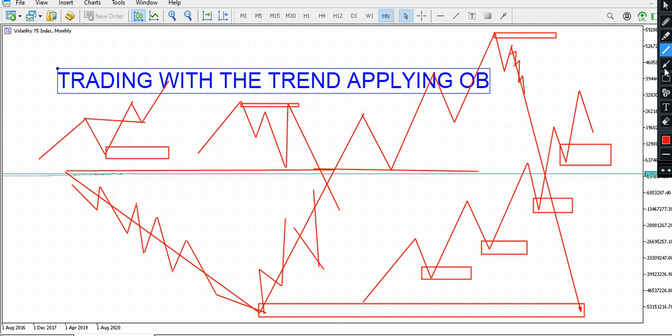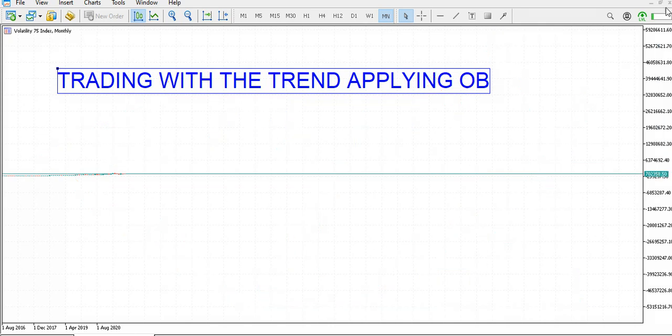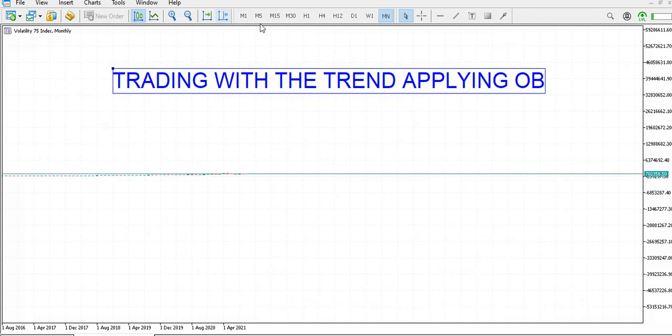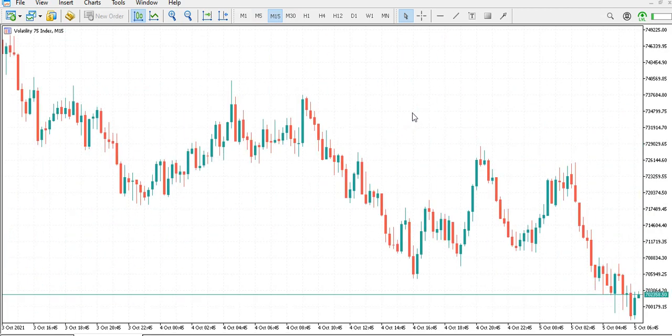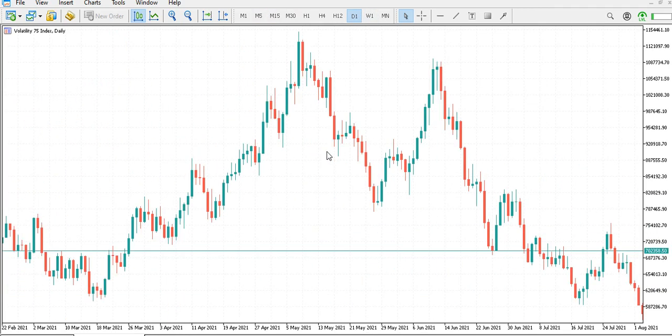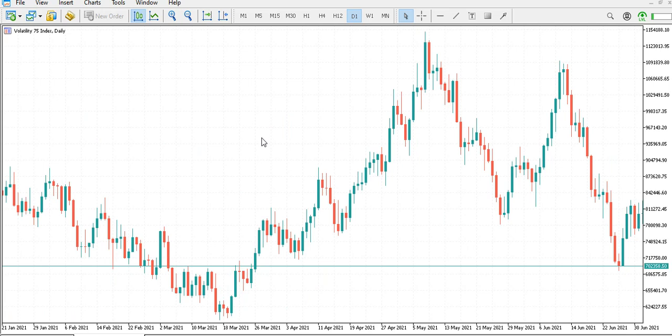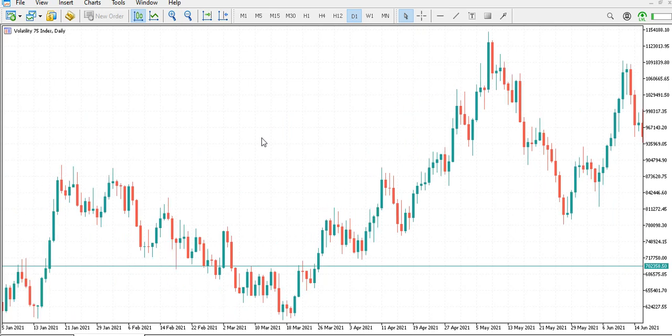Okay, let's go to examples now. This is V75. Let's go to our daily time frame. Okay, we'll just pause it here for now. Okay, what do we see here? This is on daily time frame. We see the break of market structure here.